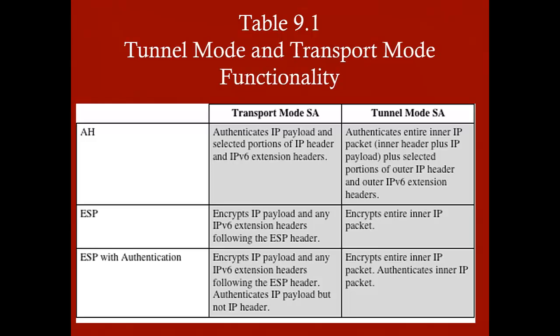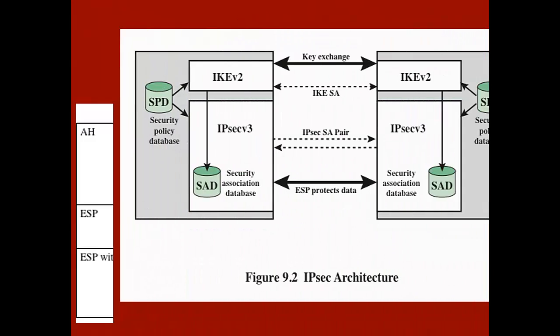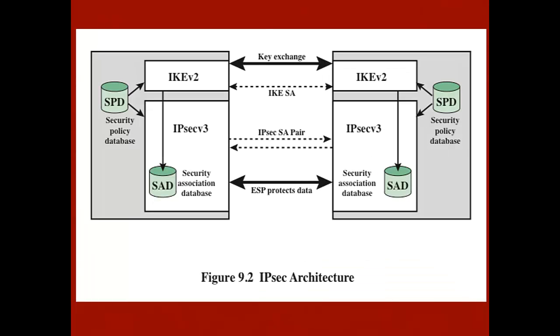So here we have a table of tunnel mode and transport mode functionality. So just pause and check it out. And here's the IPsec architecture, and you can see how the process works exactly. We've got the IKE version 2 and the IPsec, and we've got packets going back and forth, and the IKE sets up a secure association so we can negotiate the IPsec security association.